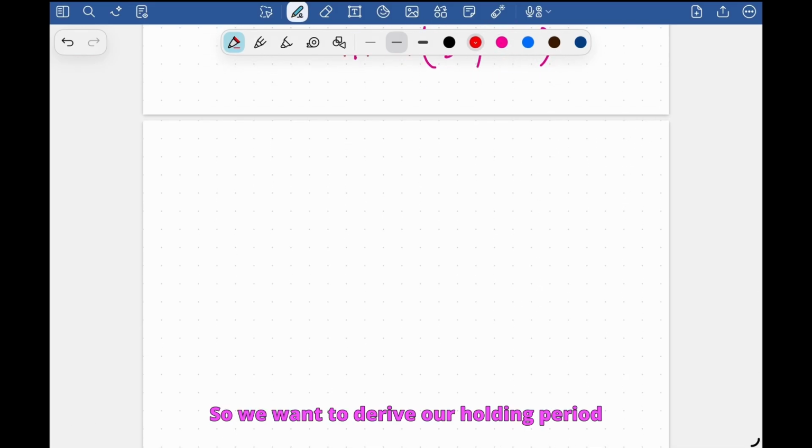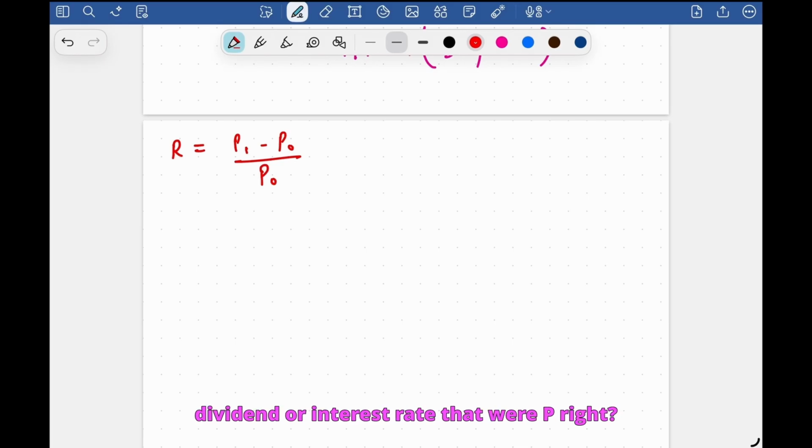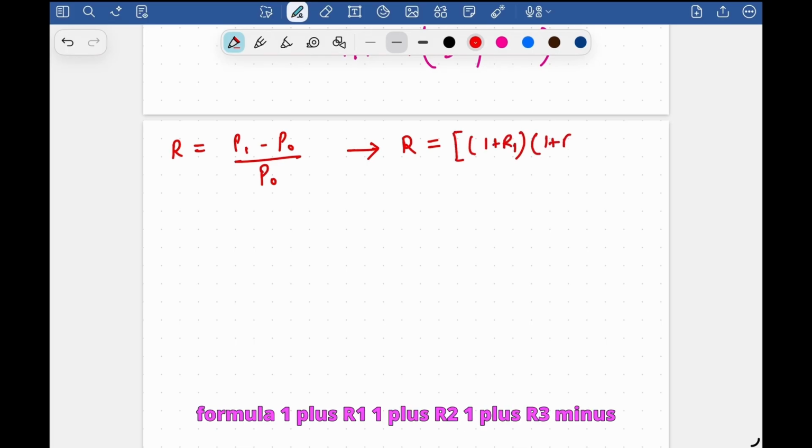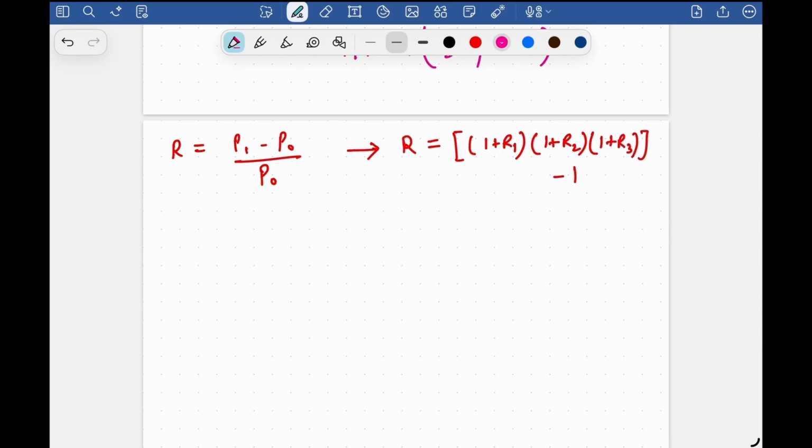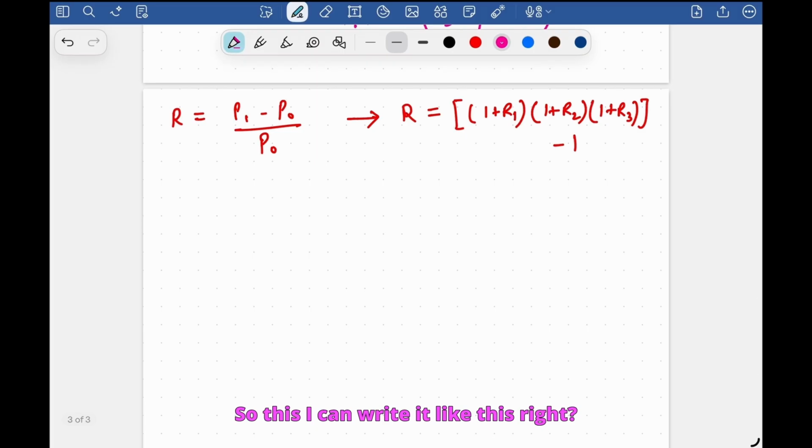So we want to derive our holding period return. R is basically (P1 minus P0) divided by P0, right? Let's assume that there is no dividend or interest. Using this formula, we're going to derive the holding period return for multiple periods, which is (1 plus R1)(1 plus R2)(1 plus R3) minus 1. Let's derive this formula.